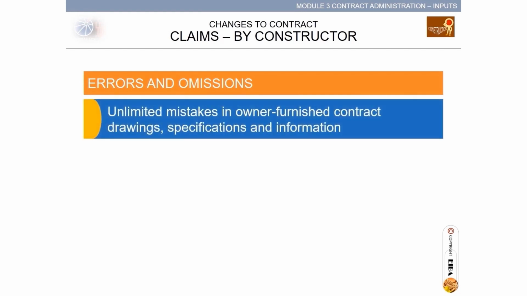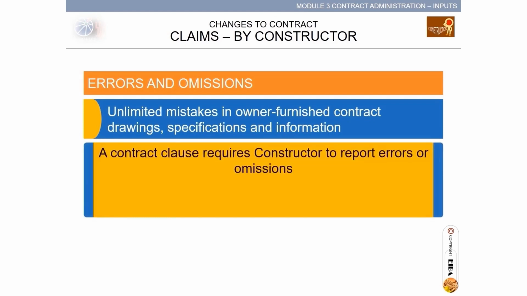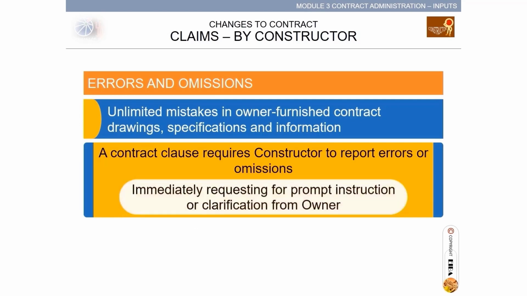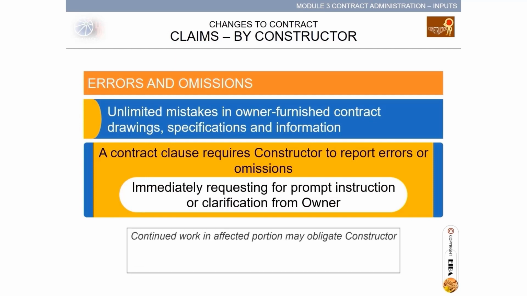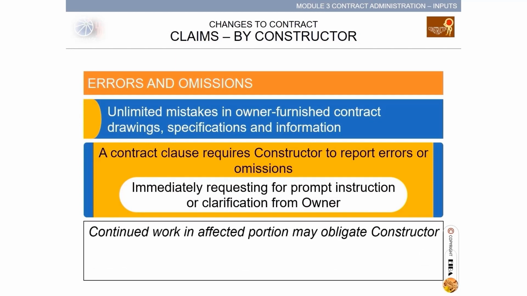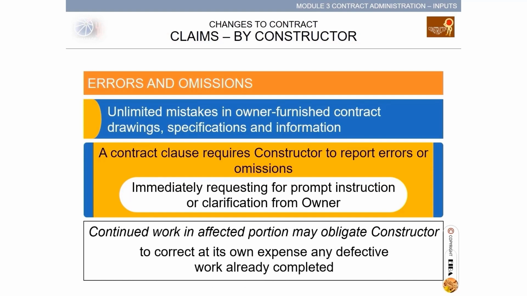Unlimited mistake in owner-furnished contract drawings, specifications, and information. A contract clause requires the constructor to report errors or omissions and immediately request prompt instruction or clarification from the owner. Continued work in the affected portion may obligate the constructor to correct at its own expense any defective work already completed. The constructor, in this case, is presumed to be reputable so as to spot errors and omissions. The value of corrections is determined, then proposed to the owner for approval.